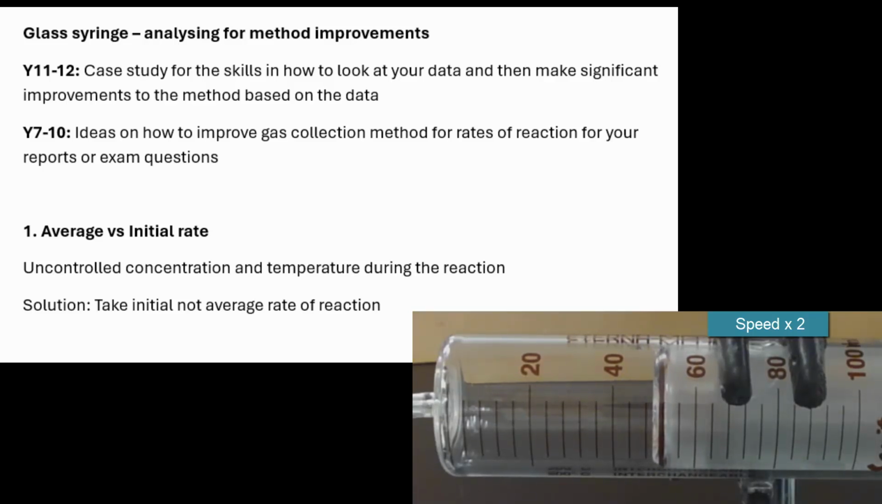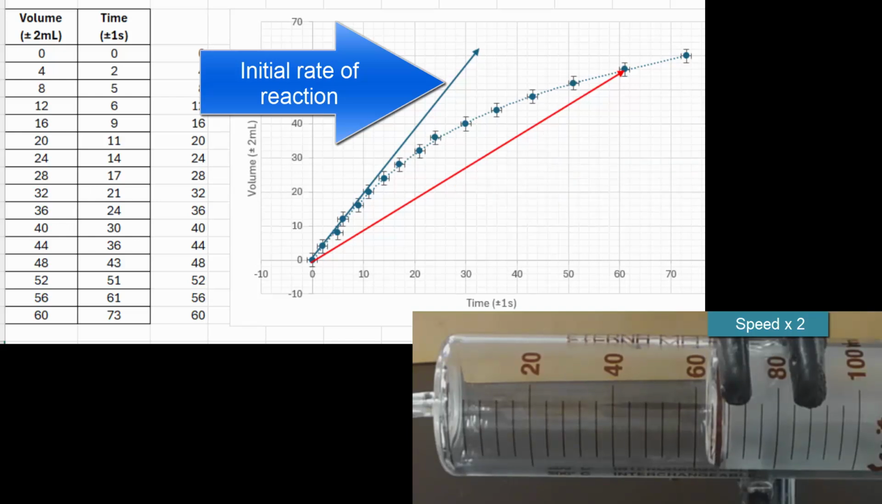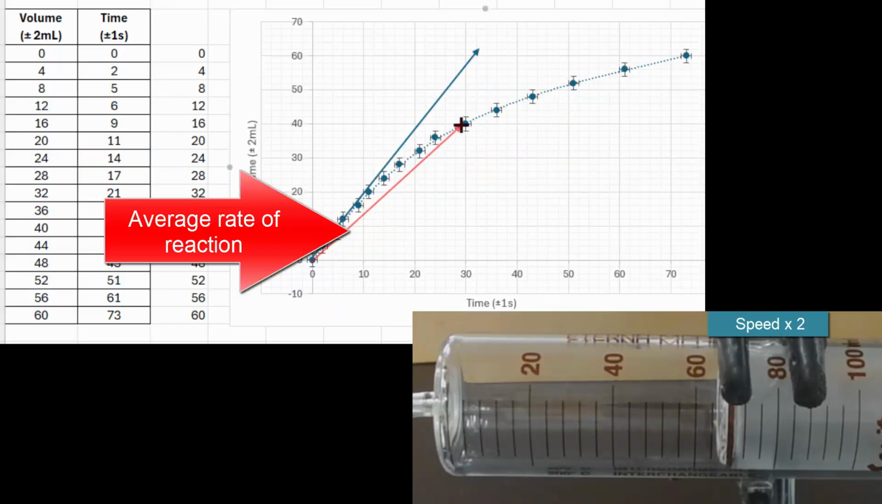Now, the first major thing we need to do is to always do initial rate rather than average rate. If you have a look here, this is the actual data from the experiment. I've just put it in fast forward for you to have a look at as I'm talking. What you have here is a line of best fit. You get all the data points and put a line through it, so it's a nice smooth curve. And the blue line is the initial rate, the rate at the very start of the reaction at time equals 0. If you do the average rate, it'll depend on where you decide to stop.